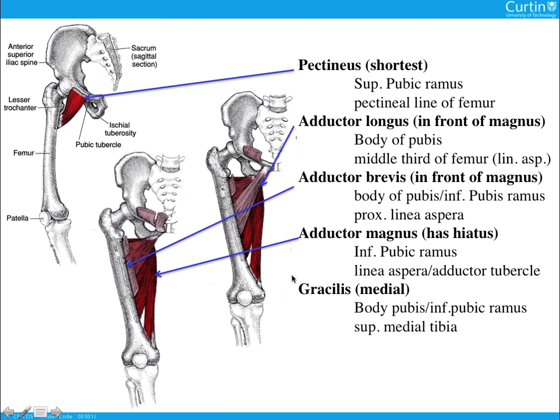All of these are adductors. All of them except pectineus are innervated by the obturator nerve.